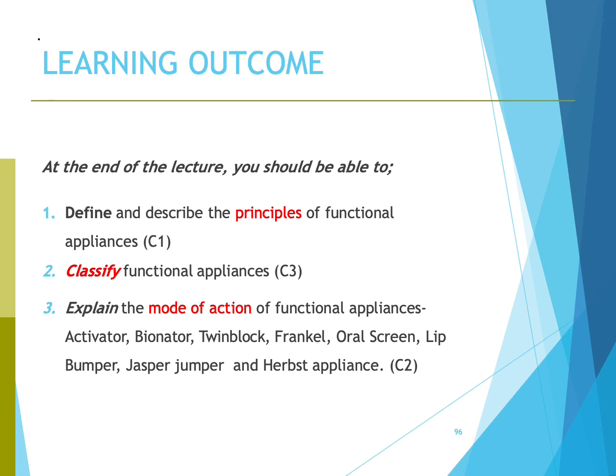Okay, as for now, we finish learning about five myofunctional appliances: Frankel appliance, Bionator, Twin Block, Herbst appliance, and Jasper jumper. So we finished part one and part two of the myofunctional appliance lecture. I hope you are already able to define and describe the principle of each functional appliance. You should be able to classify the functional appliances and explain the mode of action of each functional appliance.